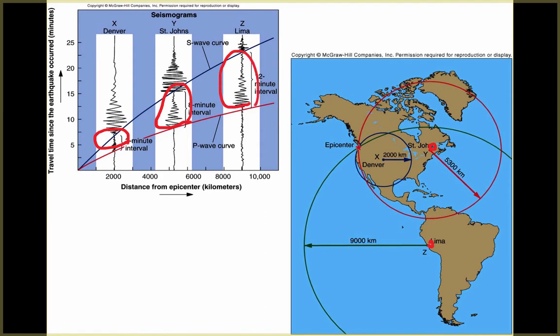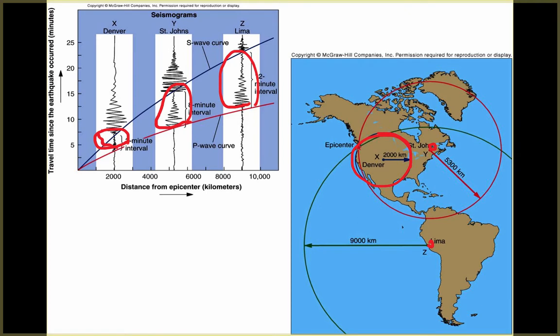We know roughly the velocity of P waves within the Earth, the velocity of S waves within the Earth, and so the interval between the arriving P and S waves tells us something about the distance the waves have travelled from the earthquake. The 3-minute interval lets us draw a circle of radius 2,000 kilometres around Denver.